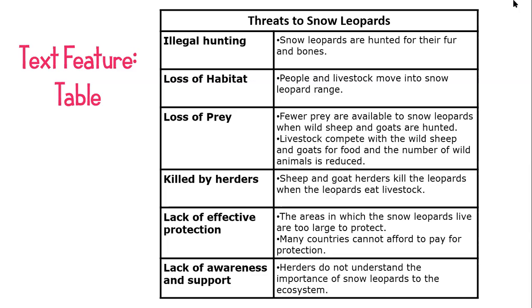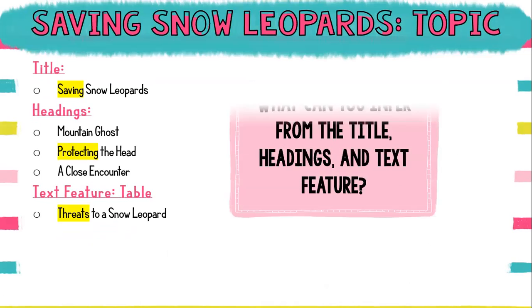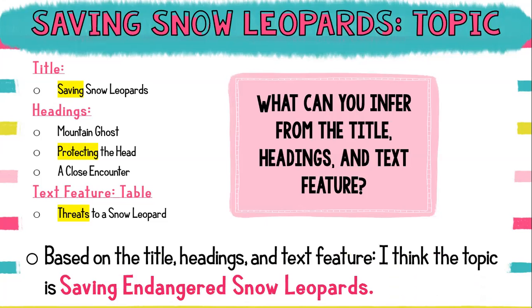So now I'm going to really break it down. Let's think about what the topic is. Things we've noticed in the title is saving. Maybe we should start saving these snow leopards. Headings, I really noticed the word protecting. Text feature, threats to a snow leopard. So the snow leopards are having some threats. So now I'm going to think about what I can infer from the title, headings, and text features. Based on the title, headings, and text features, I think the topic is saving endangered snow leopards. So that's going to be my topic.